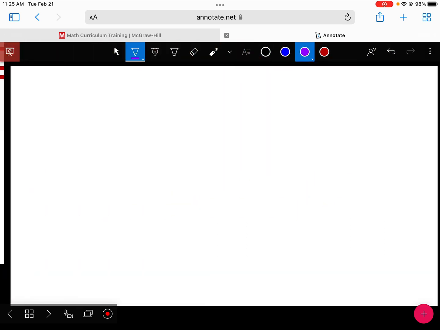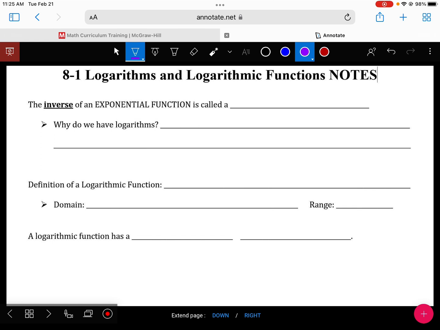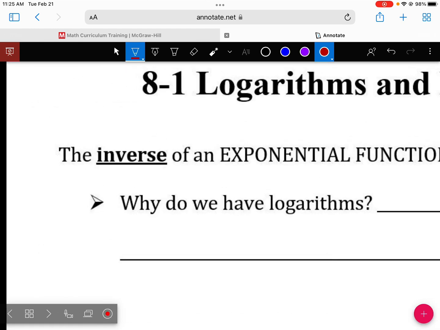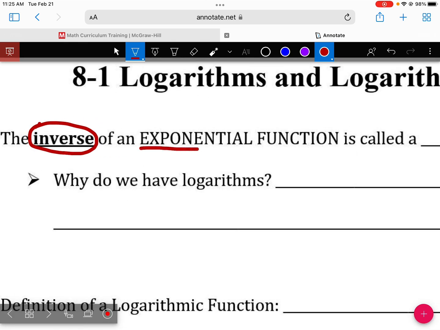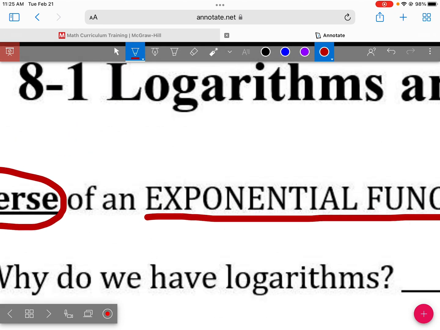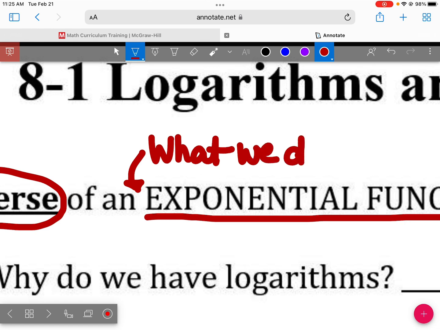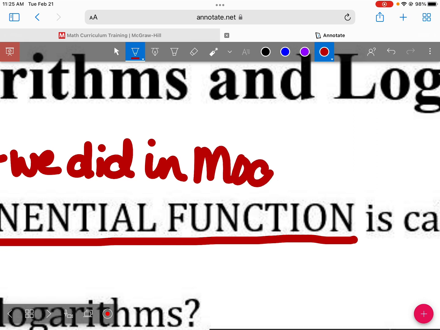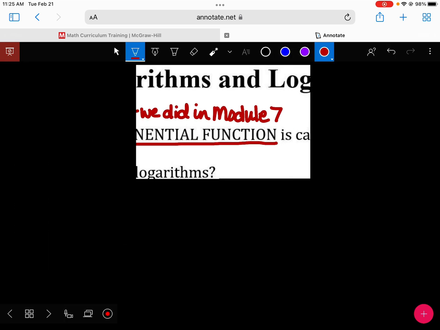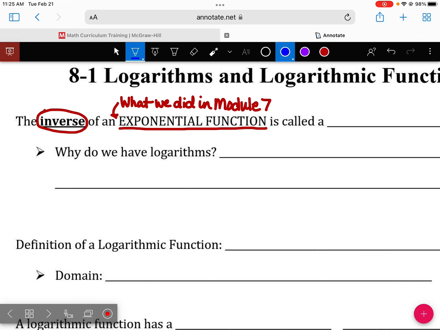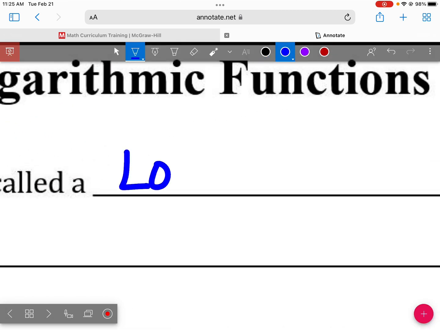All right. Go ahead and grab those extra notes that you picked up with the staple. The reason your bell work had inverses on it is because we are talking about an inverse today. We're talking about the inverse of exponential functions. This is what we did in Module 7. The inverse of an exponential function is called a logarithm.